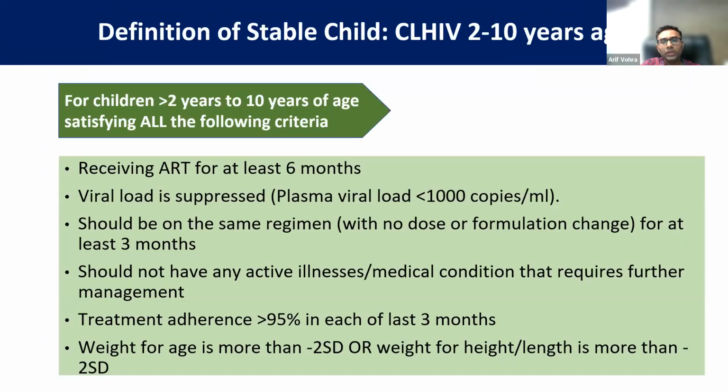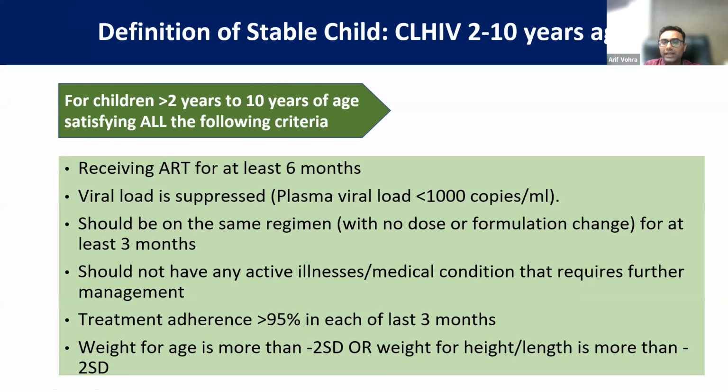Now, the definition of a stable child of CLHIV between 2 to 10 years of age. Any child who is more than 2 years and up to 10 years of age who is satisfying all of the following criteria will be labeled as stable. He is receiving ART for at least 6 months. The viral load is suppressed, that means less than 1,000 copies per ml. He should be on the same regimen, like what we started, abacavir, lamivudine and lopinavir-ritonavir. That same regimen without substitution needs to be continued for 3 months.